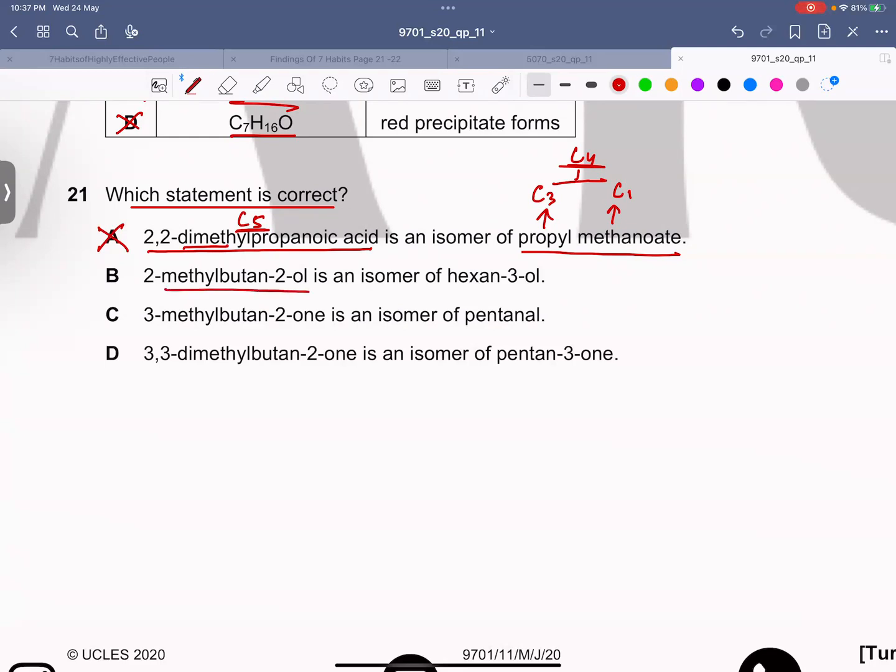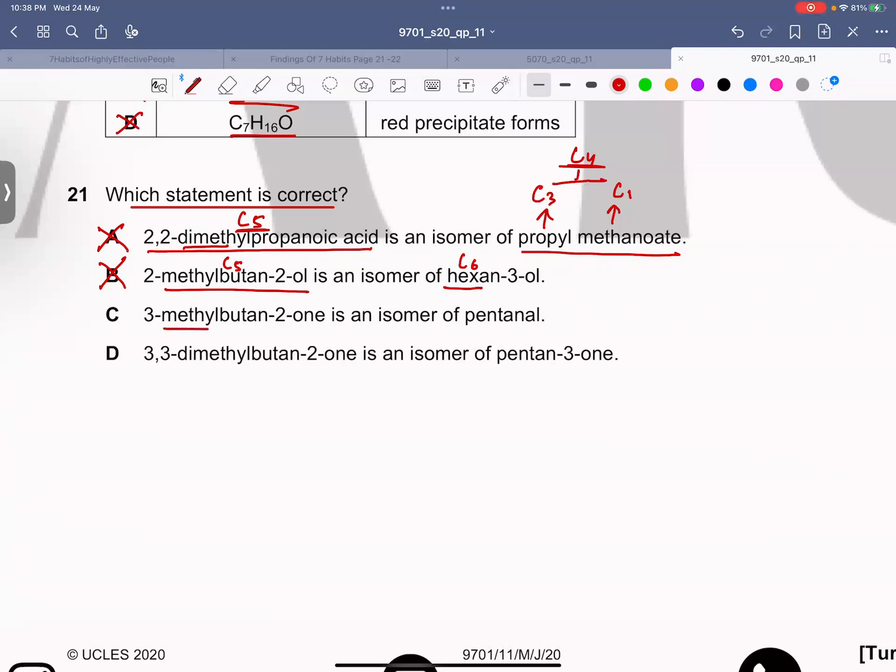2-methyl refers to 1 carbon atom, and butanol refers to 4 carbon atoms, which means the first molecule has 5 carbon atoms and the second molecule has 6 carbon atoms. So they are also not isomers of each other. So B also goes wrong. Is this understandable to everyone? Yes.